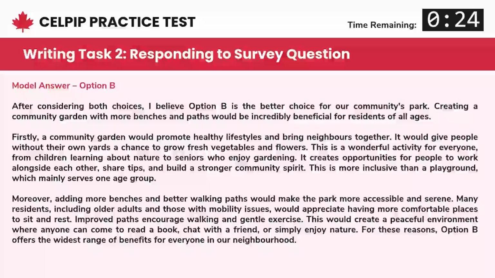The language is easy to understand, but the writer also includes two strong vocabulary choices: beneficial, meaning it has a good effect, and serene, which means calm and peaceful. Here's a useful tip. A great way to strengthen your argument is to briefly and politely compare your choice to the other option. Notice how the writer says a garden is more inclusive than a playground.